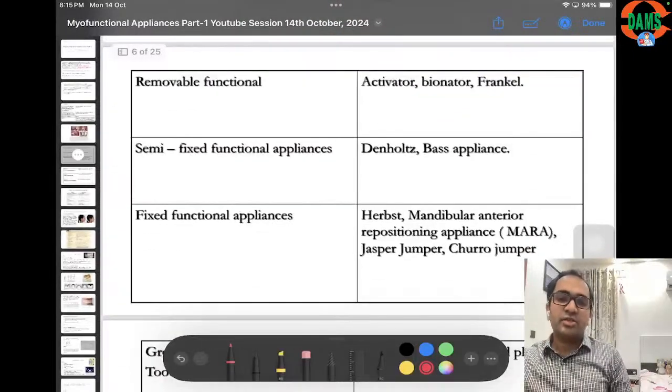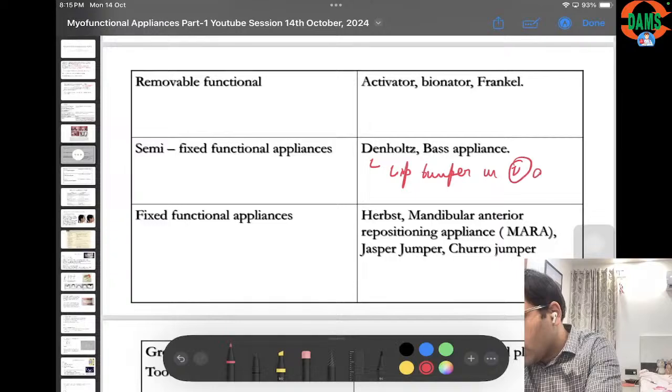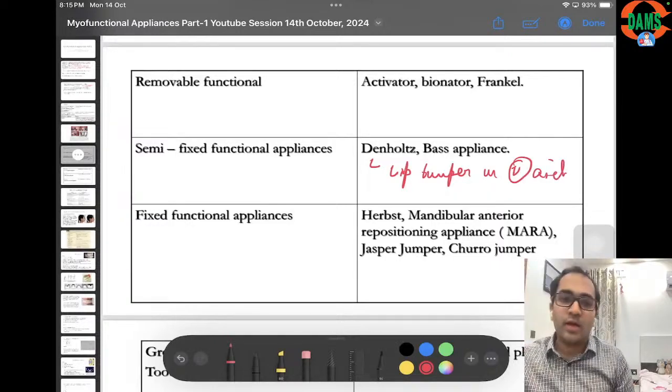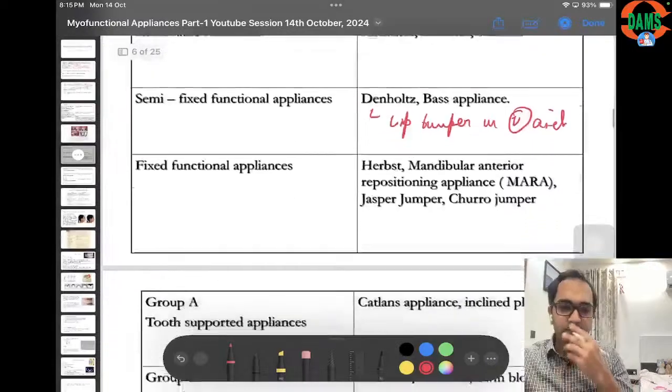Next classification is divided into three types, that is removable, semi-fixed and fixed. रिमूवल में आ जाते हैं हमारे एक्टिवेटर, बायोनेटर, फ्रैंकल. सेमी फिक्स्ड में आ जाते हैं डेनहोल्ट्स अप्लायंस एंड बास अप्लायंस. डेनहोल्ट्स इज अ नेम ऑफ लिप बम्पर विच इज गिवन इन अपर आर्च. एंड लास्टली द फिक्स फंक्शनल अप्लायंस, जिसमें आ जाते हैं हमारे हर्ब्स अप्लायंस, मारा अप्लायंस, जैस्पर जंपर एंड चोरो जंपर अप्लायंसेस.